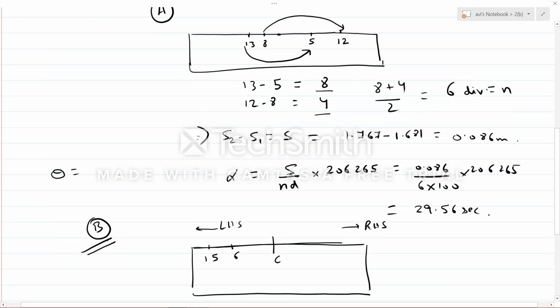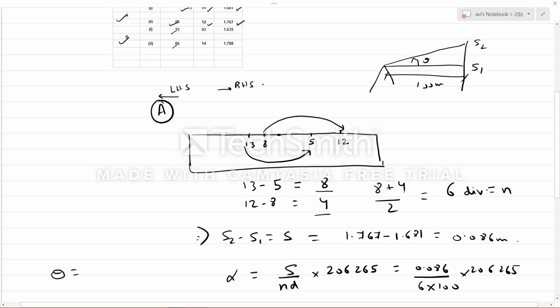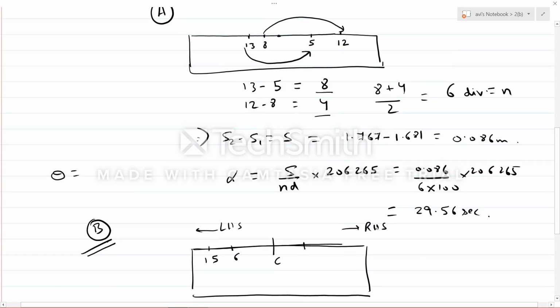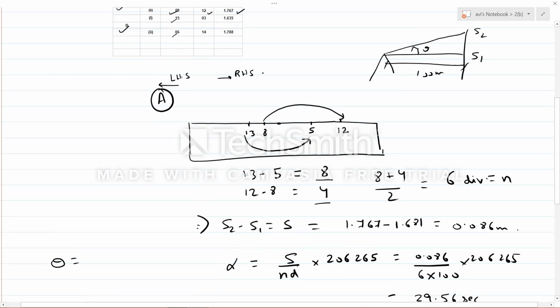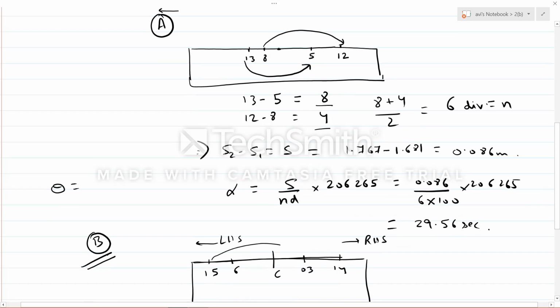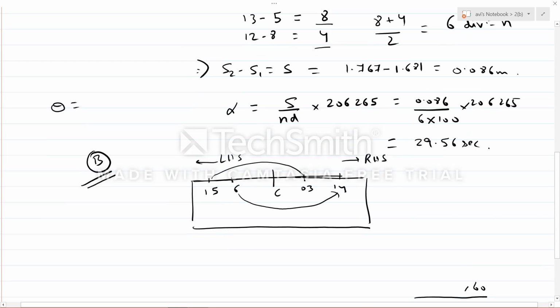Now RHS, what was the RHS reading? That was equal to 3 and 14. This is 3 and this is 14, in which 15 corresponds to 3, and 6 corresponds to 14. Very easily we can calculate.